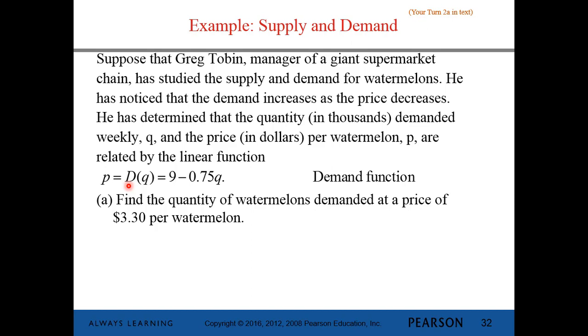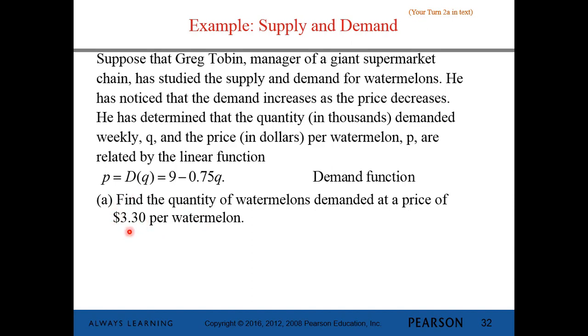So as price increases or decreases, demand for that product is going to increase or decrease, or the supply is going to increase or decrease based on price. Okay, not the other way around. Even though this is typically the way they do it in economics, realize that price here is the independent variable. Okay. So anyway, part A says find the quantity of watermelons demanded at a price of $3.30 per watermelon.